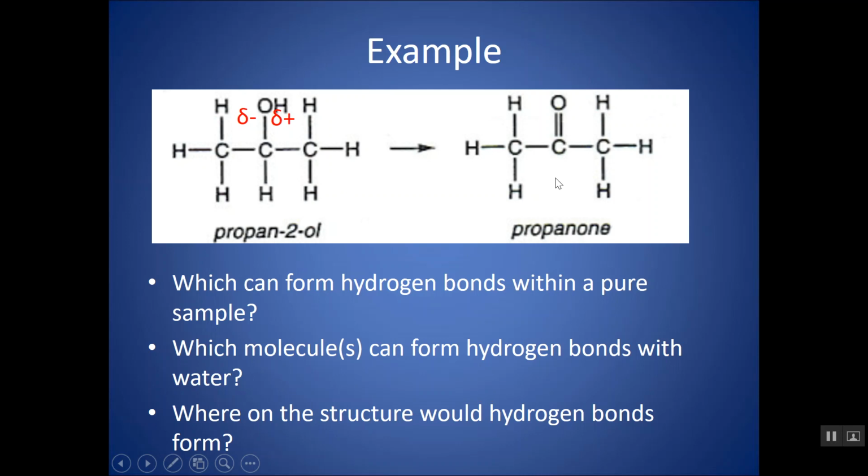What about this one? No, this couldn't hydrogen bond with another one of its type, because even though it has an O and H in the structure, the H's are not connected to the O.